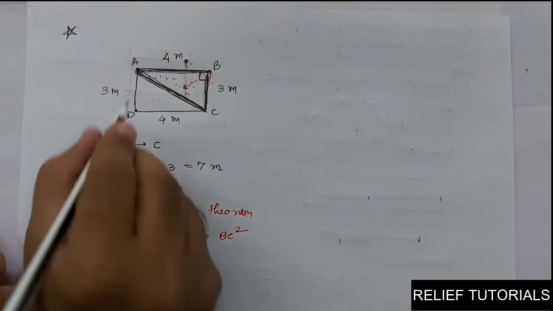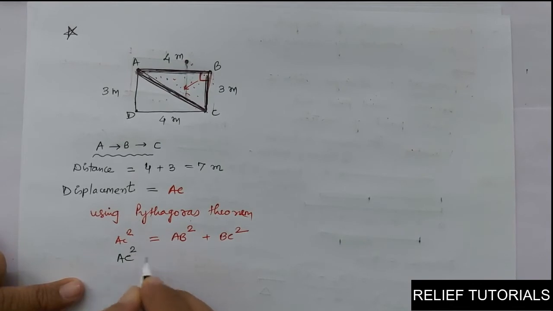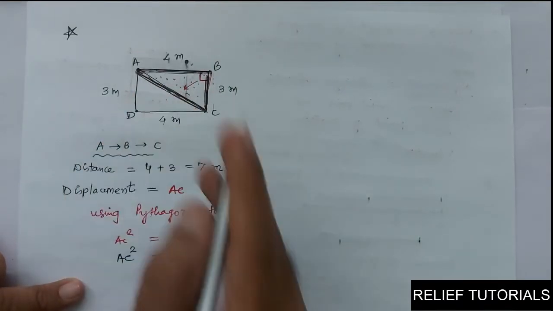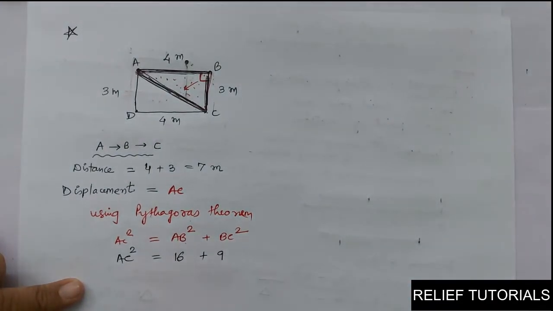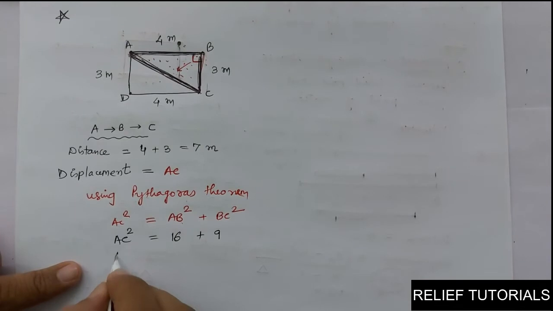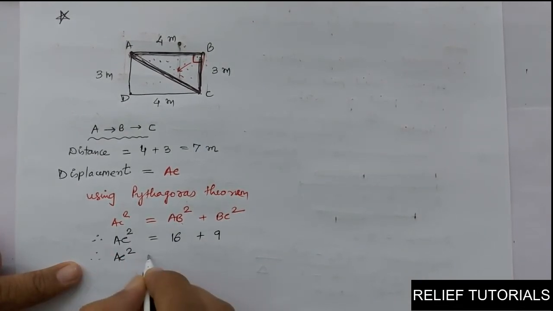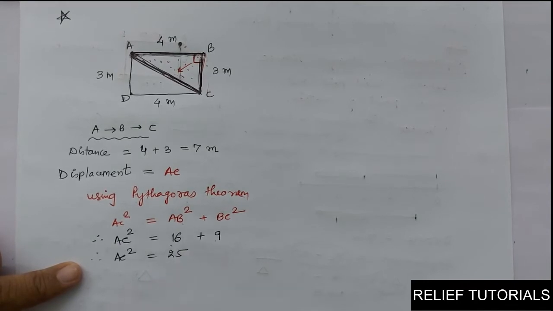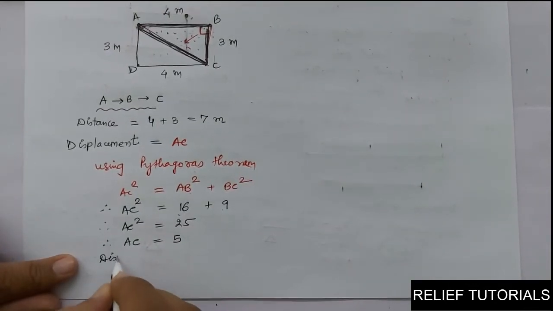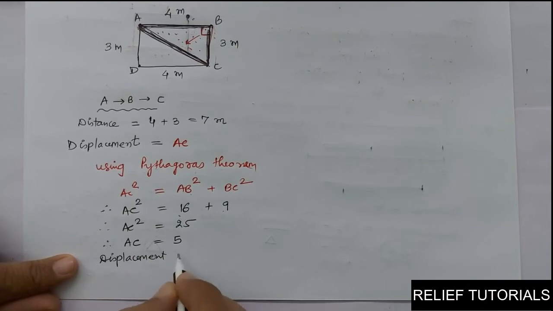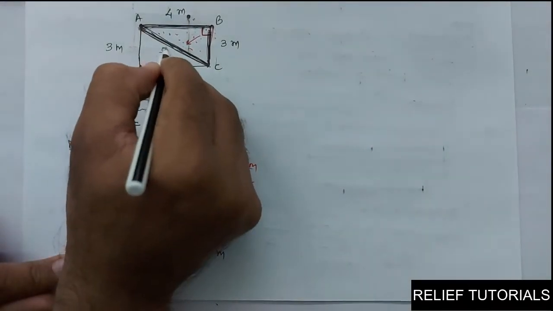Now substitute the values. We need to find AC. So AC square is equals to AB square, and AB square means 4 square, and 4 square means 16, plus BC square. BC square means 3 square, 3 square is 9. Therefore AC square is equals to 16 plus 9, 25. So AC square is 25. Taking root on both sides, AC is equals to root of 25, which is 5. So AC is 5, and we can say displacement is 5 meter because this length we found as 5.